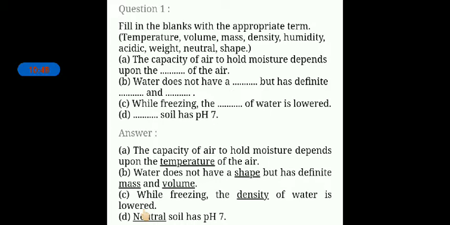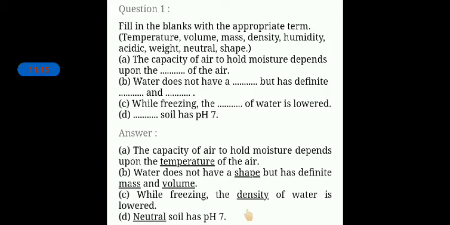Next we have C. While freezing, the dot dot of water is lowered. While freezing, density of water is lowered. One more answer you can write is temperature also, because while freezing the temperature also gets lowered.